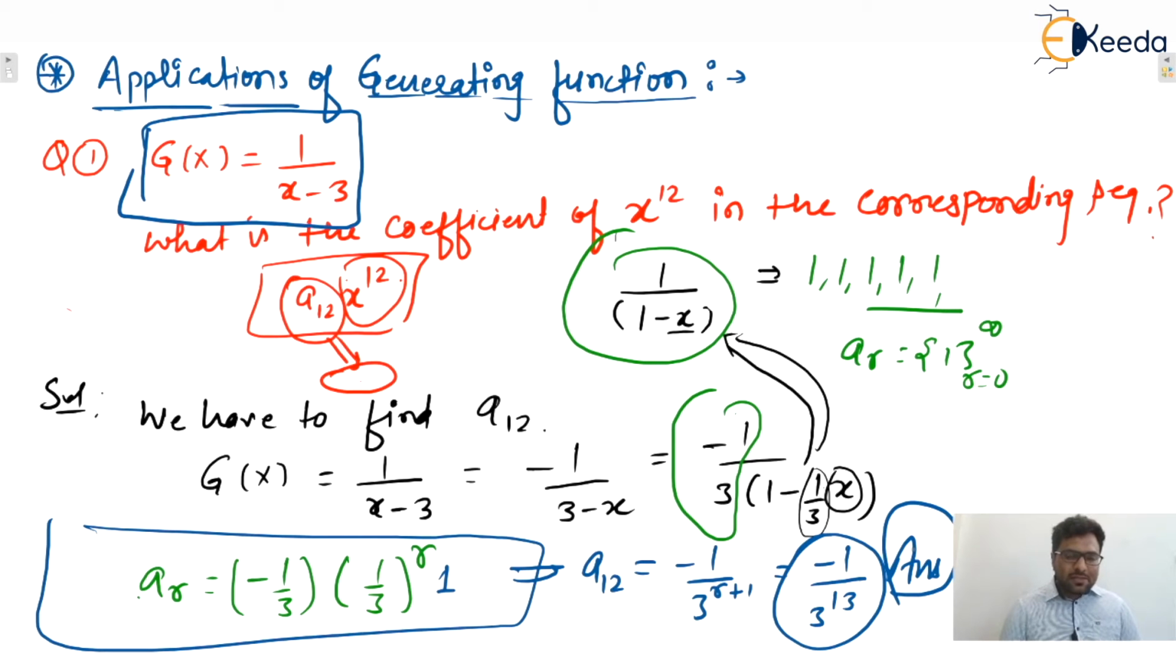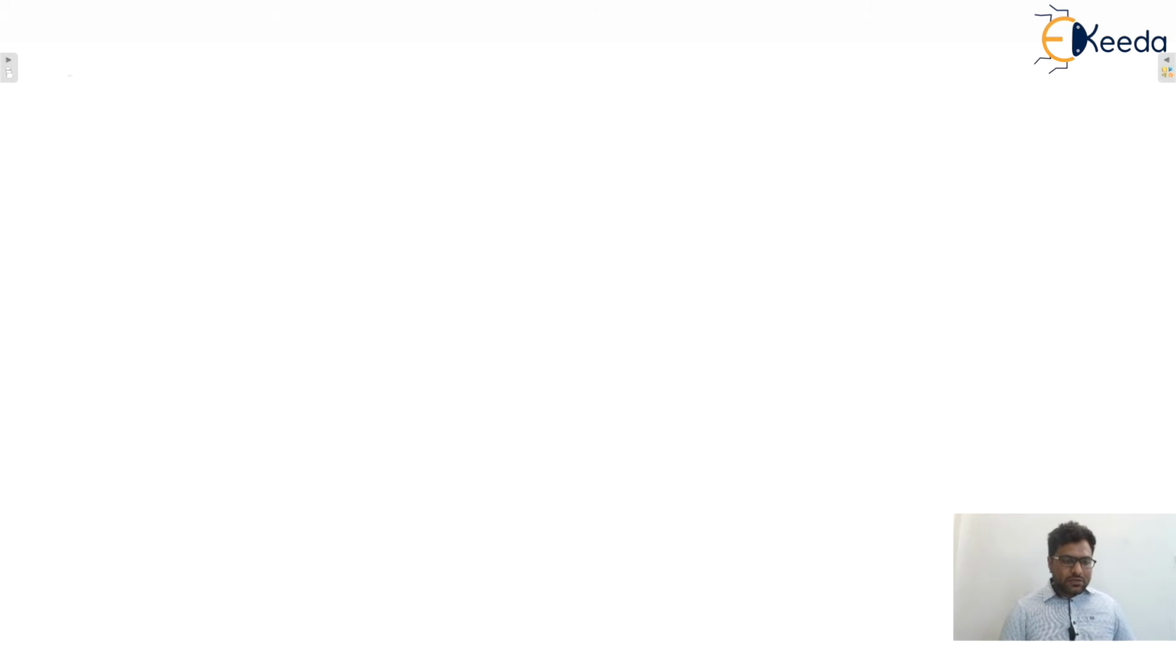That means whenever a coefficient is to be found, we need to find the sequence, and in that sequence we put the corresponding r value, and that will be the coefficient of the required variable. So write down the next question. Let us take the next question. Let's say this is the given question.